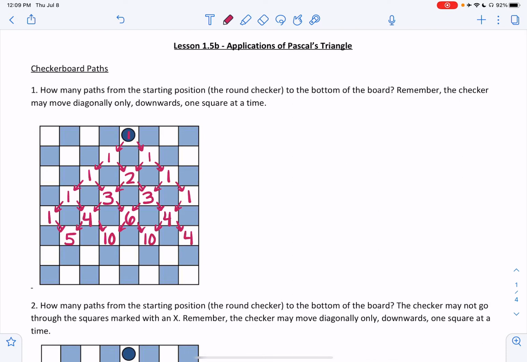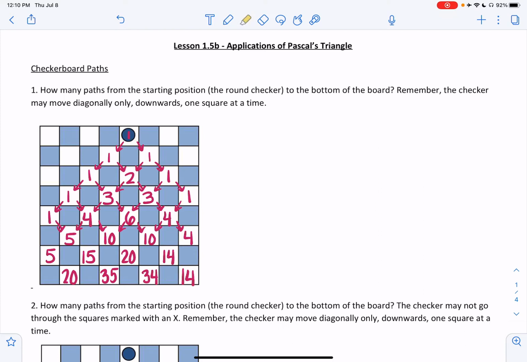This one here is only touching a 4, so we continue with the 4. Then next row, this one's only touching a 5. 5 plus 10 is 15. 10 plus 10 is 20. 10 plus 4 is 14. Finally, at the bottom, 5 plus 15 is 20. 15 plus 20 is 35. 20 plus 14 is 34. And this last one is only touching 14, so it's 14.